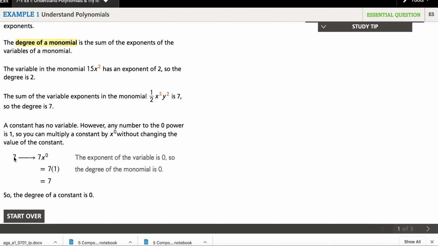So we're replacing here 7 times x to the 0, so we're putting this x variable next to the constant because x to the 0 power makes just 1 and the exponent of the variable is 0. So the degree of the monomial is 0. So the degree of a constant is 0. Let's go next.